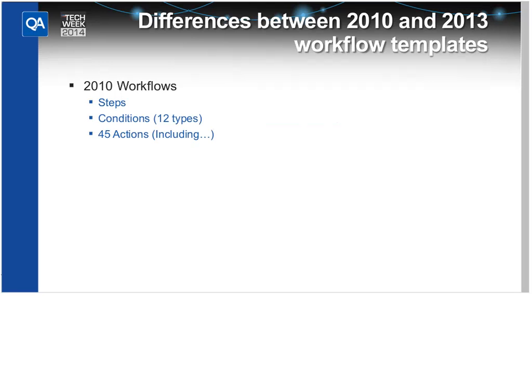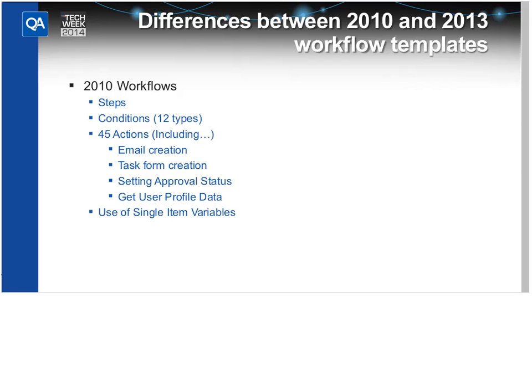So these 45 actions include the ability to create emails, the ability to send task forms to people, the ability to change the approval status of documents, and also, if we fancy having a look at it, to get user profile data, perhaps get department, phone number, other features, depending on the particular user you're looking for. So I could be logging in and the workflow will pick up various details about it. 2010 workflows also use features called single item variables. Pretty much it's this: I could create a variable that would be a string variable, call that variable first name, and it would then store details about my particular first name.